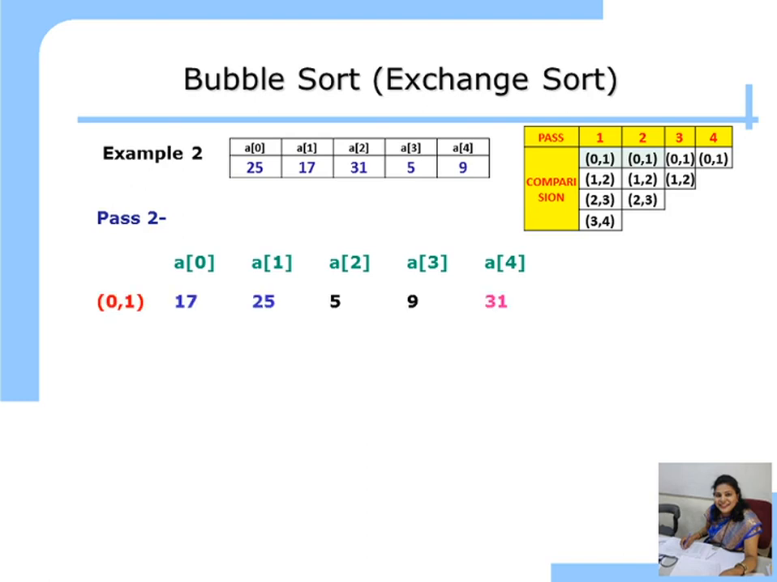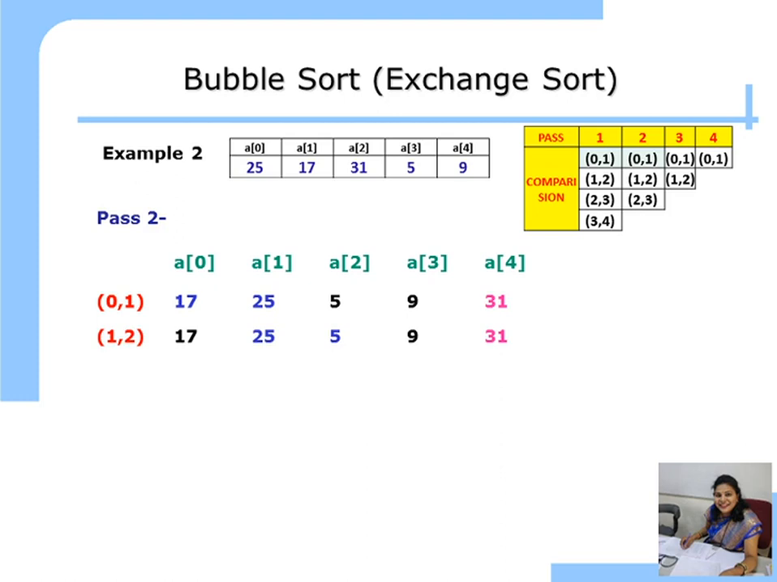Again, in pass 2 we require a maximum of 3 comparisons. Again we start by comparing the 0th and first element. What is present at the 0th location? 17. What is present at the first location? 25. Is the 0th element greater than the first, is 17 greater than 25? No. So we will keep the same list: 17, 25, 5, 9 and 31.